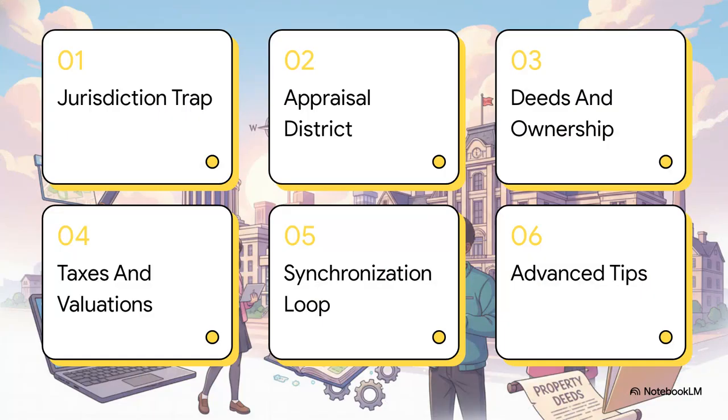Here's our quick syllabus for today's explainer. 1. The Beaumont jurisdiction trap. 2. Navigating the appraisal district. 3. Searching deeds and ownership. 4. Property taxes and valuations. 5. The synchronization loop. And 6. Advanced tips and warnings.